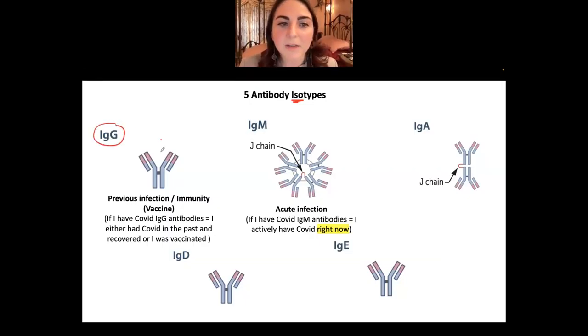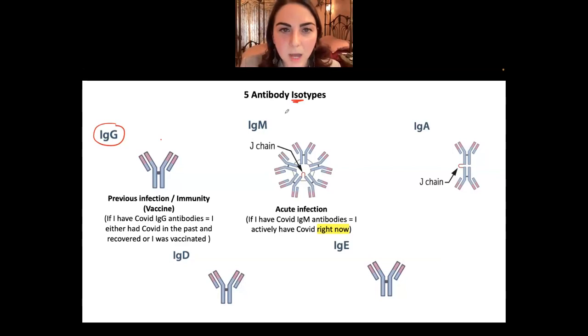So I put here, if I have COVID IgG antibodies, either I had COVID in the past or I was vaccinated against COVID. There's no way to tell because you're going to have IgG. That means you've recovered from the infection. You've recovered from the vaccine. Okay, so that's what you're trying to make with vaccines too.